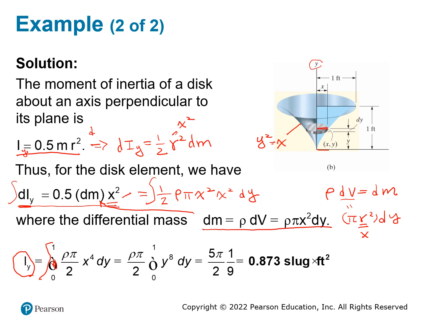Okay, and we integrate with respect to y starting from 0 to y equal to 1, because y goes from this value to this height, which is 1 foot. And then we put everything into this equation, which is 1/2 of rho pi x to the fourth, right? x squared times x squared, x to the fourth dy. Now the next question is, we are integrating with respect to y, but we have an x to the fourth. We have to rewrite this term in terms of y.